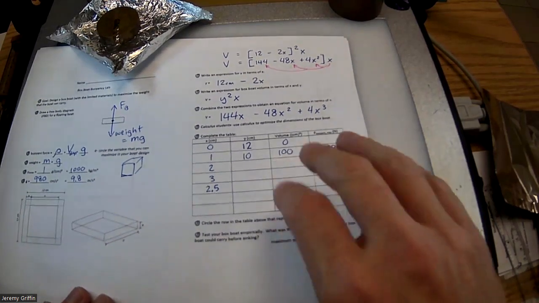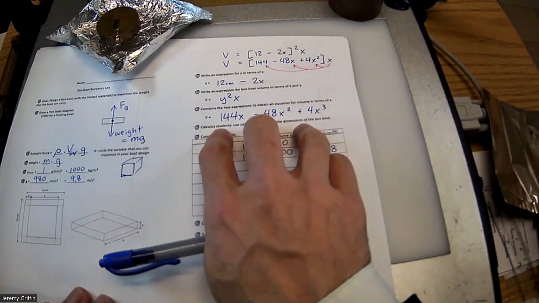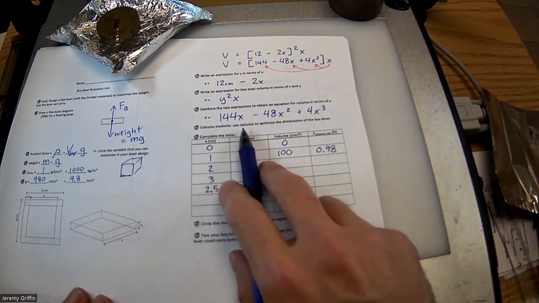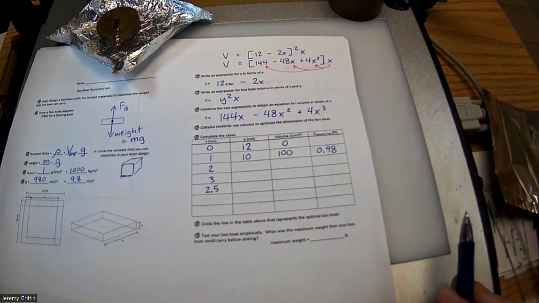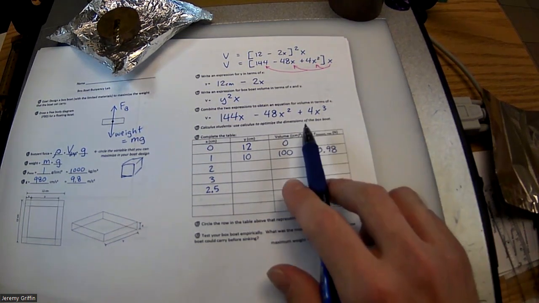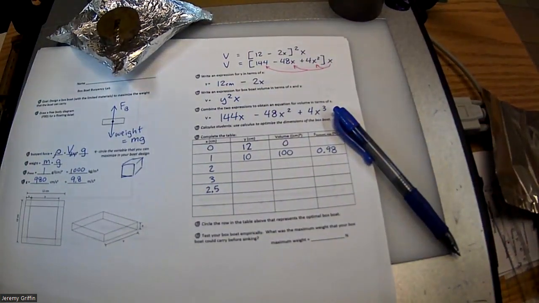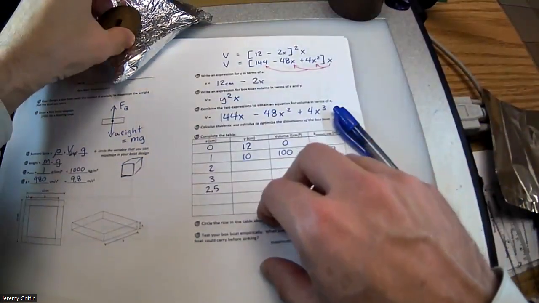All right. Now back to this bit that I skipped over, this italicized bit. It says calculus students use calculus to determine the optimal dimensions of the boat. Right. So show of hands. How many of you guys are taking calculus? Who's taking calculus here? A couple of guys were. Okay. Well, let me tell you guys a little bit about calculus.